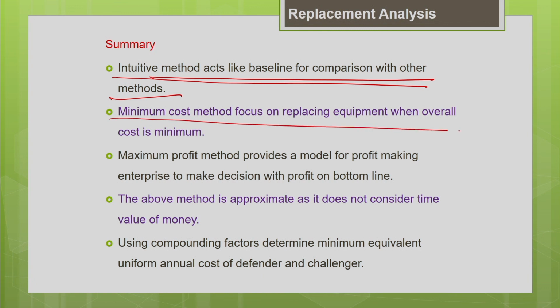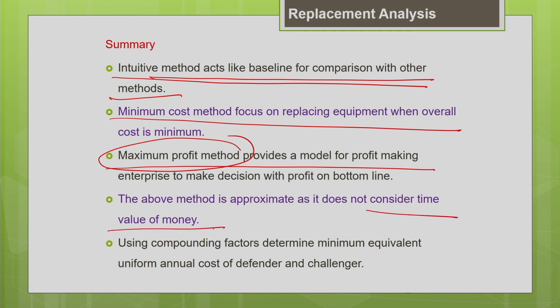Then the minimum cost method focuses on replacing your equipment when the overall cost is minimum, and the maximum profit method provides a model for profit making enterprises, particularly companies whose main objective is only to make profit. Those companies can use the maximum profit method, provided they are able to extract the profit of the individual equipment from the entire project. One thing to note, as I mentioned in the earlier lecture also, is that we are not considering the timing of the cash flows. That is why the analysis we have done so far is only approximate.